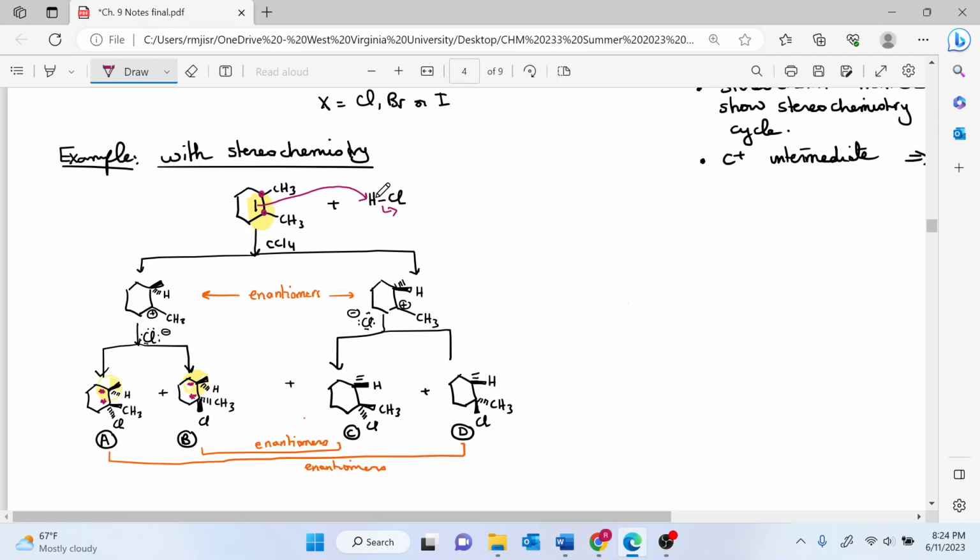So in normal cases, we skip this step and we assume that hydrogen is just adding in plane. And we proceed with the addition of the chlorine, showing the stereochemistry of the addition of the chlorine.